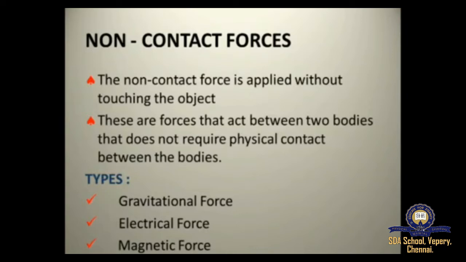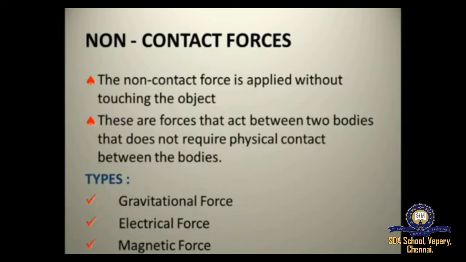So what are the types of non-contact forces? They are the gravitational force, the electric force, which we also call electrostatic force, and the third one is the magnetic force. What is gravitational force? The force exerted by the earth on a body is called gravitational force. And what is the electrostatic or electrical force? It is the force exerted by charged bodies. For example, like charges repel each other while unlike charges attract each other. And the next one is the magnetic force. What is a magnetic force? The force exerted by a magnet is called a magnetic force.